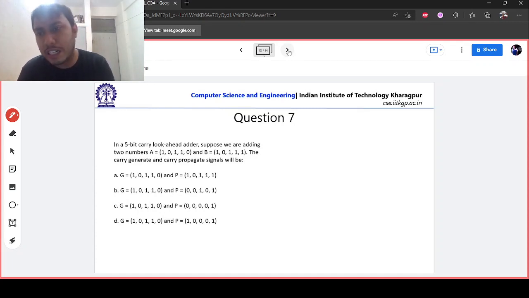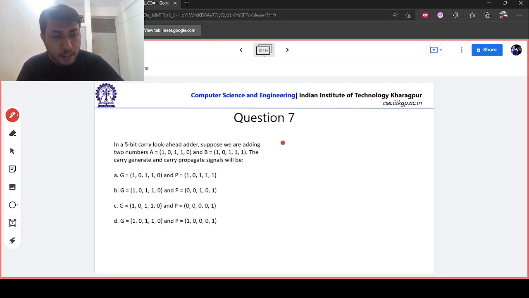So you have been given a 5-bit carry look ahead adder and suppose the two numbers are A 10110 and B 10111. So what will be the carry generate and the propagate signals? So what is carry generate and what is carry propagate?